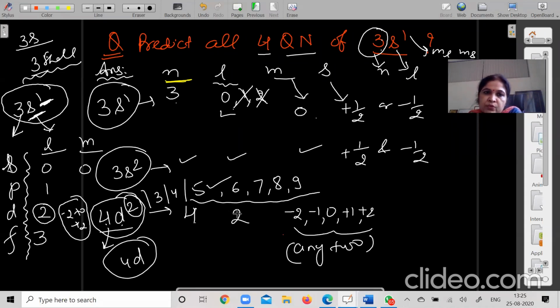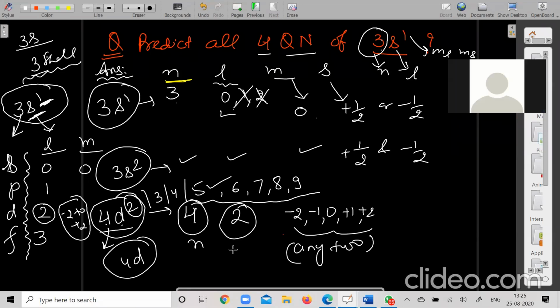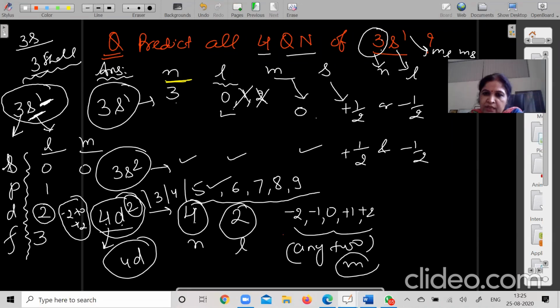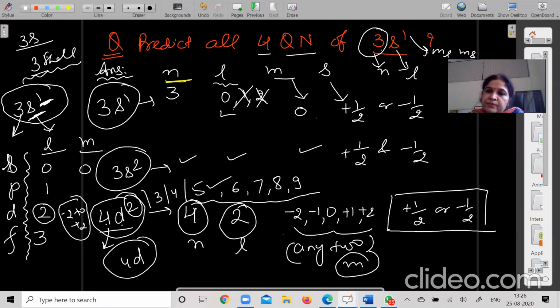Now, what will be the spin quantum number? This is the n value, this is the L value, this is the M value, right? What will be the spin quantum number? Plus half and minus half, because with 2 electrons we are using only 2 orbitals, so it will be plus half or minus half. This is the spin quantum number. I think it is clear to all of you. Okay, going to the next page.